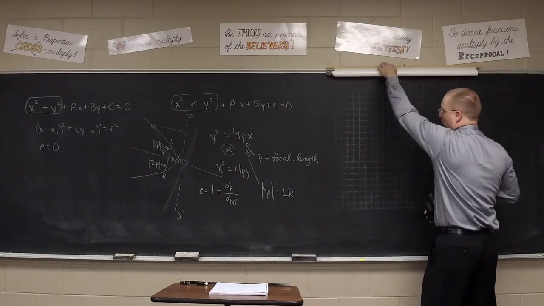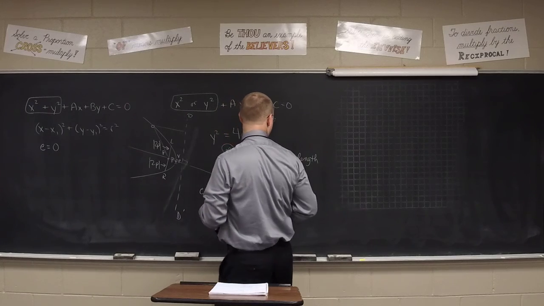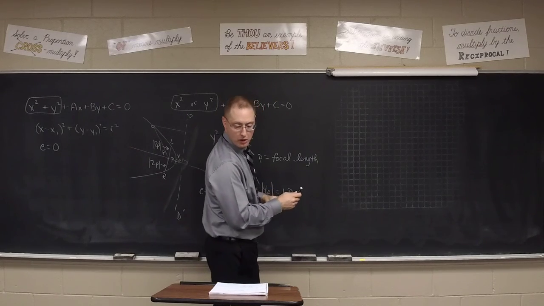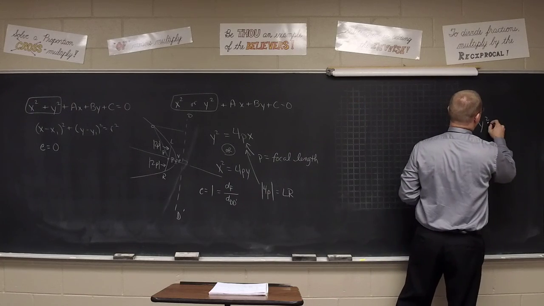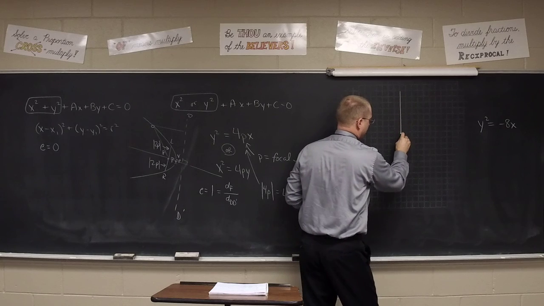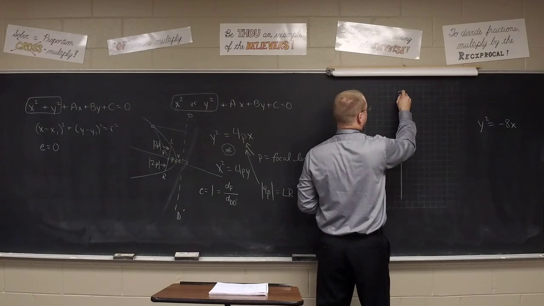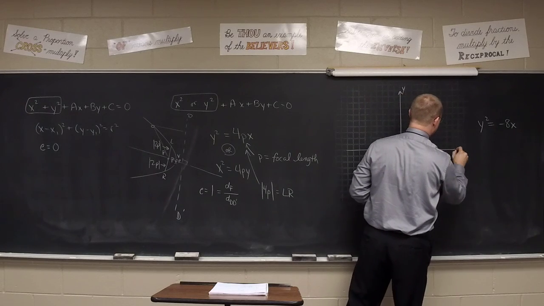Let's take a look at the homework now. And we had two parabolas that I was asking you to graph. The first was y squared equals negative 8x. And let me set up a Cartesian plane here very quickly. You've got your homework out. Ready to check here as soon as I am ready with the grid.